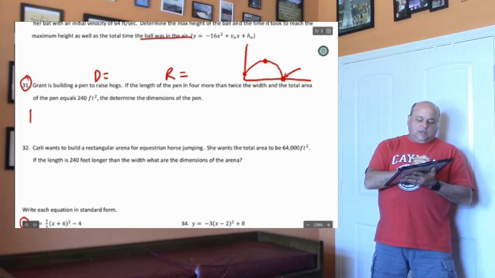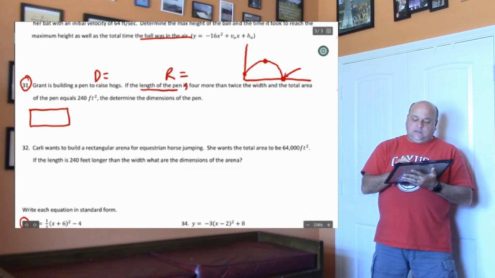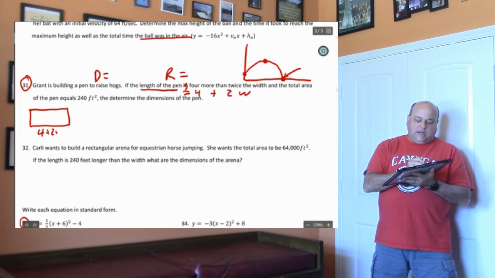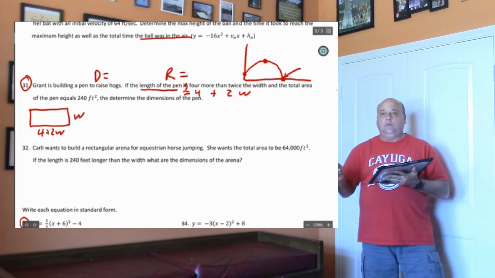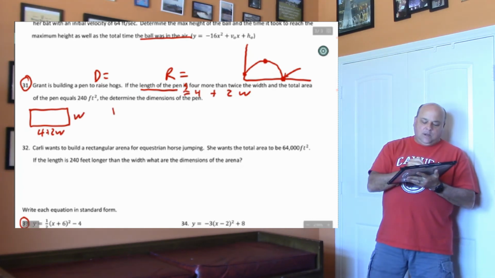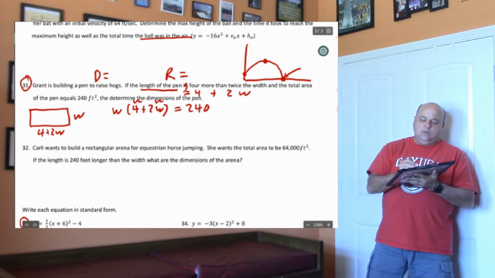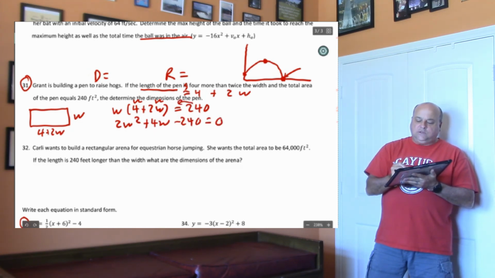Okay, this is a pin, so let's draw a rectangle. The length of the pin equals 4 plus twice the width. So the length is 4 plus twice the width, and we know the width is just W, right? We're going to multiply that. So W times 4 plus 2W equals 240. Distribute the W. So I'm going to switch this around to make it in the right order, plus 4W. Move the 240 across, equals 0.